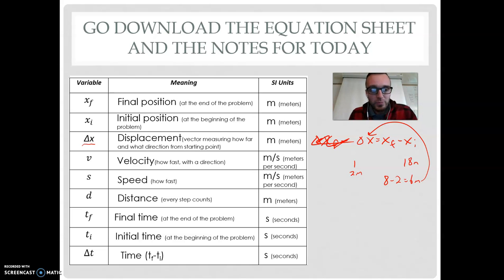I love it. Velocity is just in meters per second. It's how fast you're going, but it's also what direction. Because remember, V, velocity, is a vector. Speed is just how fast. Speed is a scalar, and that's measured in meters per second as well.